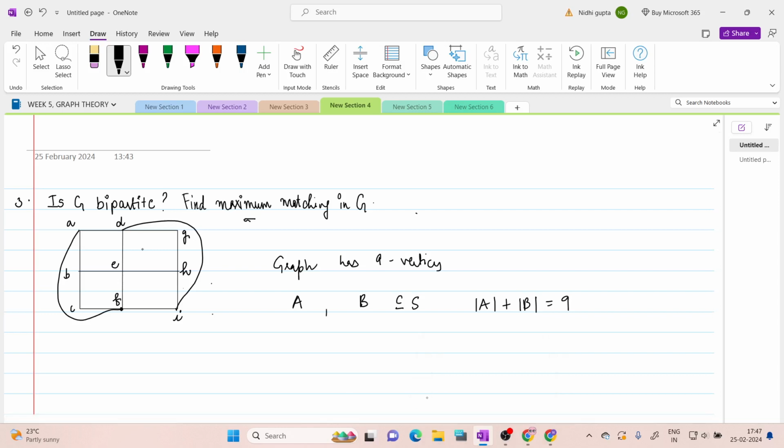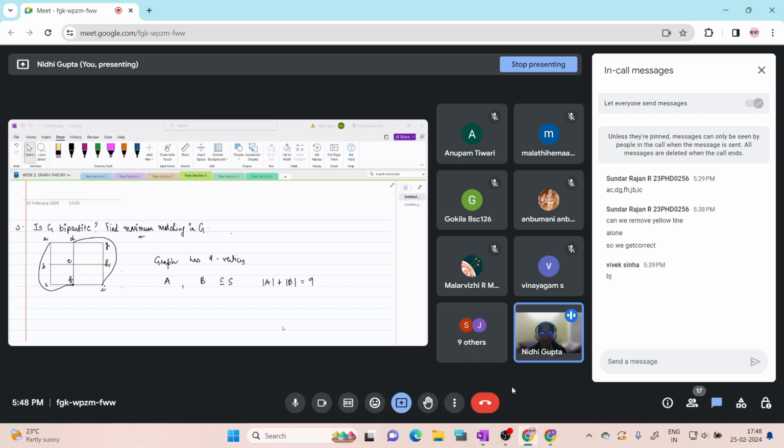And if this graph is not bipartite, then we should be able to find an odd cycle, because we have this theorem that G is bipartite if and only if it has no odd cycles. Exactly. So what do you think? Is this given graph bipartite or not? And if it is bipartite, you should be able to give two disjoint independent sets whose orders sum up to 9.